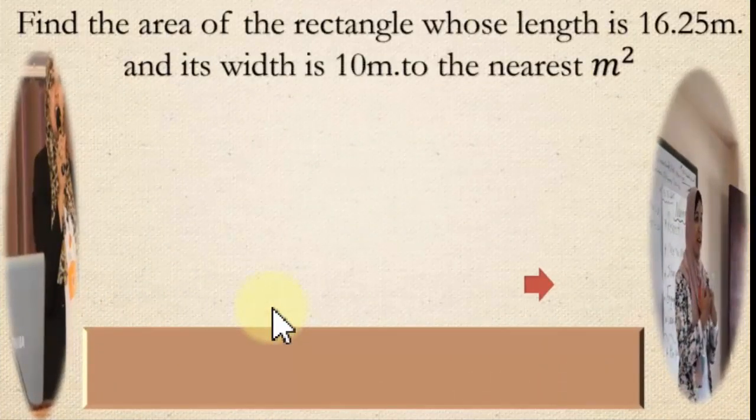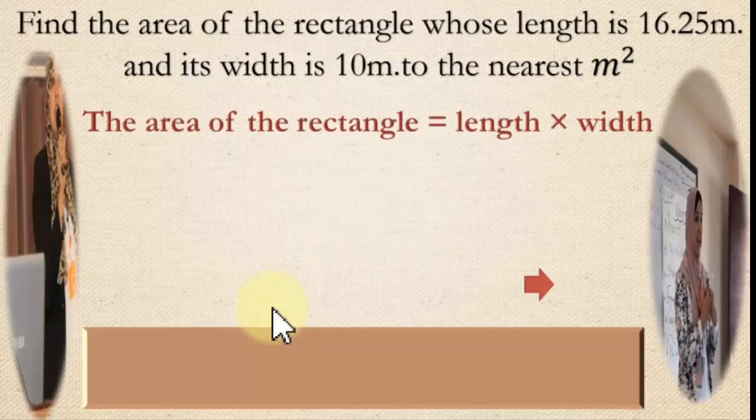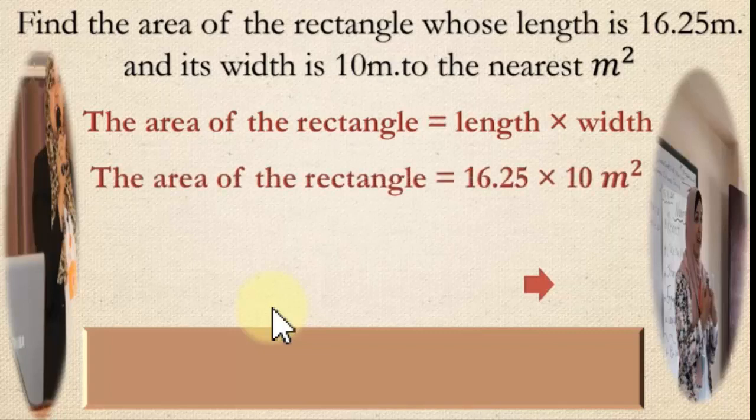Find the area of the rectangle whose length is 16.25 meters and its width is 10 meters to the nearest meter squared. Okay, tell me about the area of the rectangle. Do you remember? Yeah, the area of the rectangle equals the length times the width. So we will multiply 16.25 by 10.